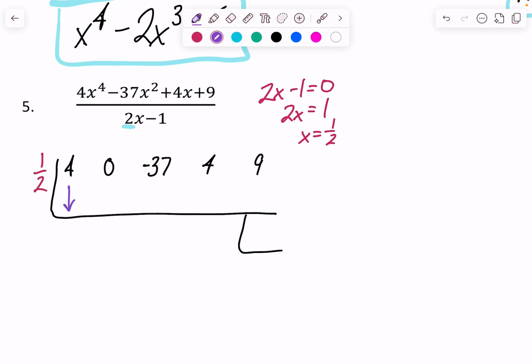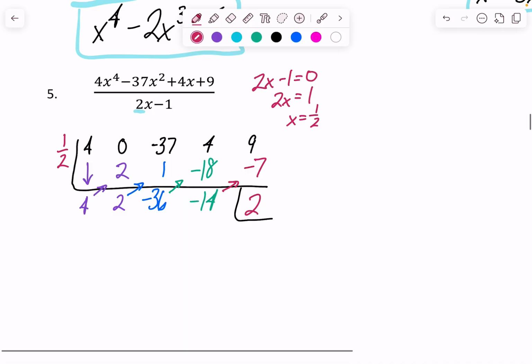But then it's still the same thing. So we're going to move our 4 down. We multiply by 1/2, which is the same as dividing by 2. So 4 divided by 2, we get 2. We add down. 2 divided by 2 is 1. So we get 1. And then 1 plus negative 37 is negative 36. Divide by 2, we get negative 18. We add down, so we get negative 14. 14 divided by 2 is negative 7. We add down, we get 2.